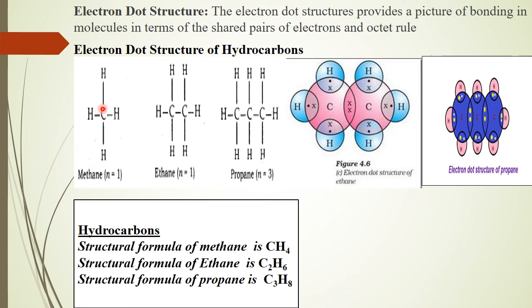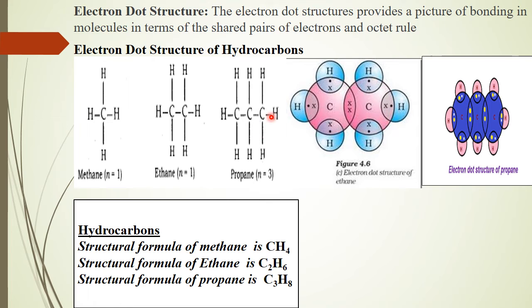See methane. Methane means one carbon atom. We have discussed this in the previous slide. A single bond here, single bond here, single bond here. This is methane. N is equal to 1. N means number of carbon atoms is 1. Ethane, N is 2. Propane, N is 3. 1, 2, 3.